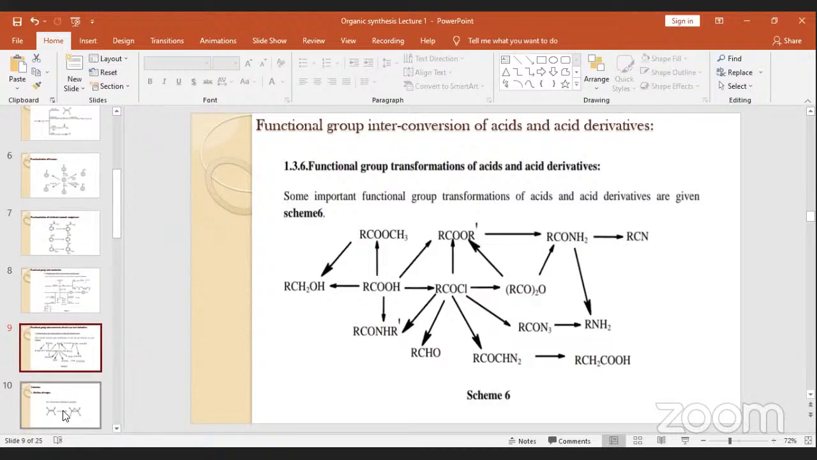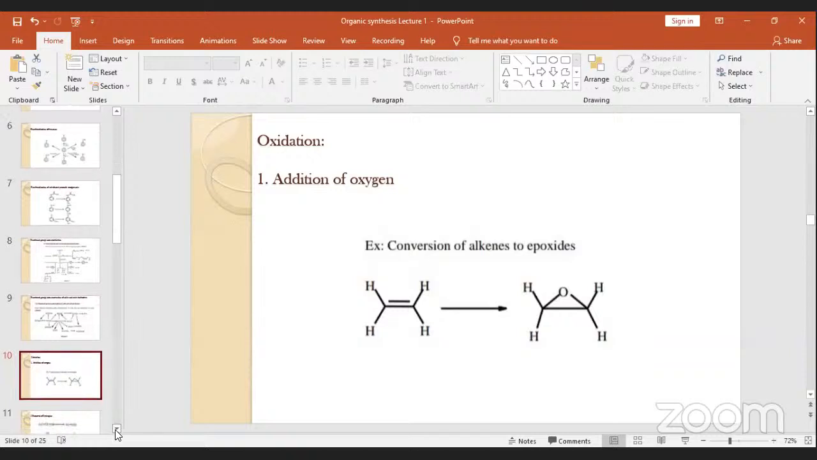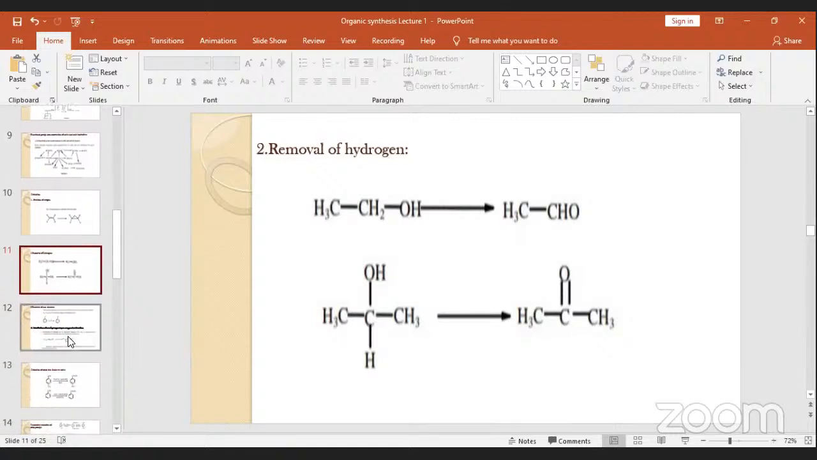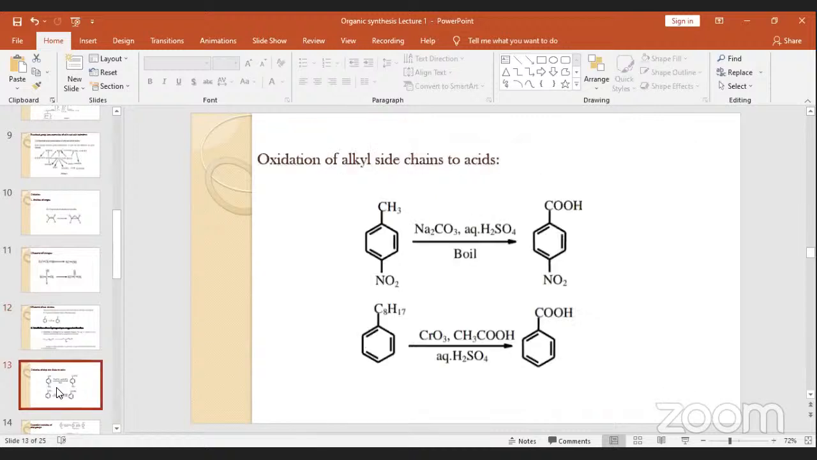And then what have we seen? Oxidation and reduction. Oxidation reactions we have seen. We have not seen reduction, that will be in the next class. So what is oxidation? Addition of oxygen is oxidation. Removal of hydrogen is oxidation. Removal of electron is also oxidation. And the substitution of hydrogen by an oxygenated function is also oxidation.